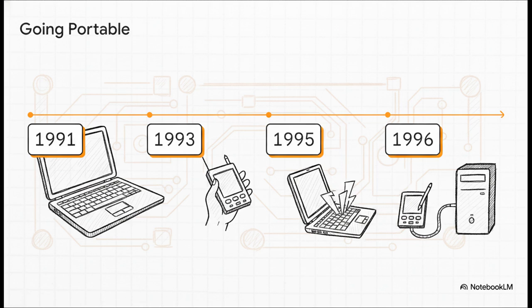In 1991, Apple's PowerBook set the standard for modern laptop design with its built-in trackball and palm rests. By 1993, Apple tried to shrink things even further with the Newton Personal Digital Assistant. In 1995, IBM released the ThinkPad 701C laptop, and by 1996, the Palm Pilot arrived, popularizing the truly pocket-sized connected organizer that you could easily sync with your PC.